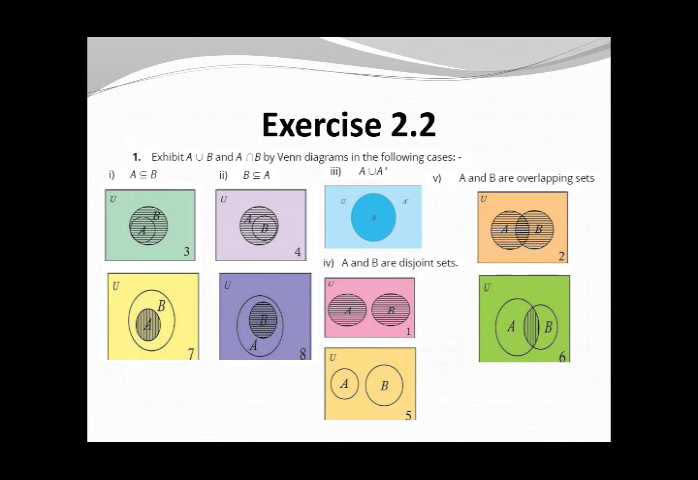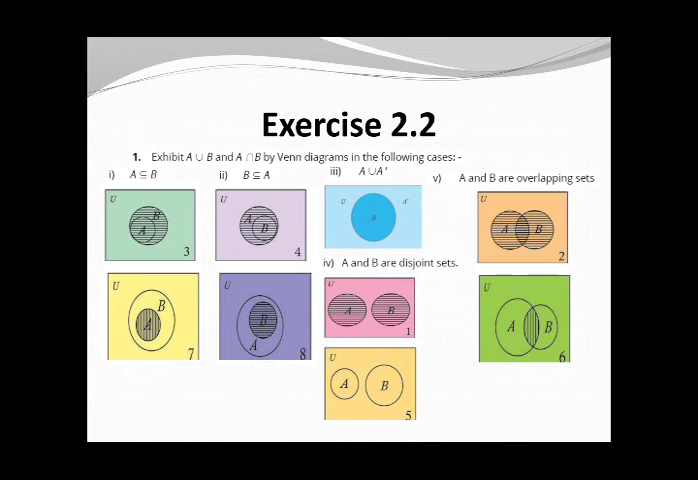Next, this is exercise 2.2. In the first part, these are the same results shown on the last pages that we did in the Venn diagram. In part 1, A is a subset of B, and you have to show the union and intersection. The upper diagram shows the union and the lower one shows the intersection. Same, B is a subset of A, B inside A, the union is both sets and the intersection is only B.